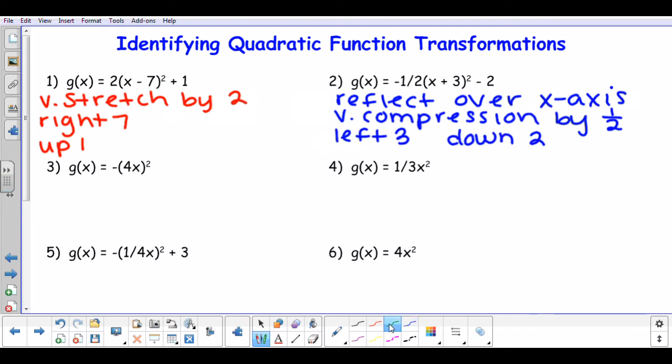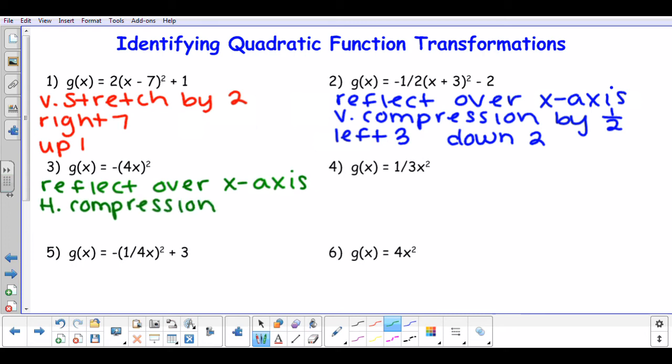In number 3, I have a negative sign in front of my parentheses, so that's another reflection over our x-axis. Now inside of my parentheses, I have a whole number 4 in front of my x, so that's going to indicate either a horizontal stretch or compression. Since it looks like a whole number, that is actually going to be our horizontal compression, because we want to think the opposite. So when I write my factor here, I need to flip that positive 4. So whole numbers are 4 over 1. So when I flip that, it becomes a fraction of 1 over 4. So we have a horizontal compression by 1/4.